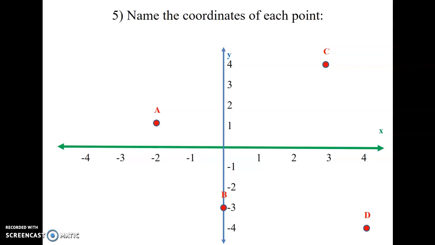Okay, let's see how you did. Point A is at, you took the -2 elevator up to the 1st floor, -2, 1. B is 0, -3. C is 3, 4. And D is 4, -4.